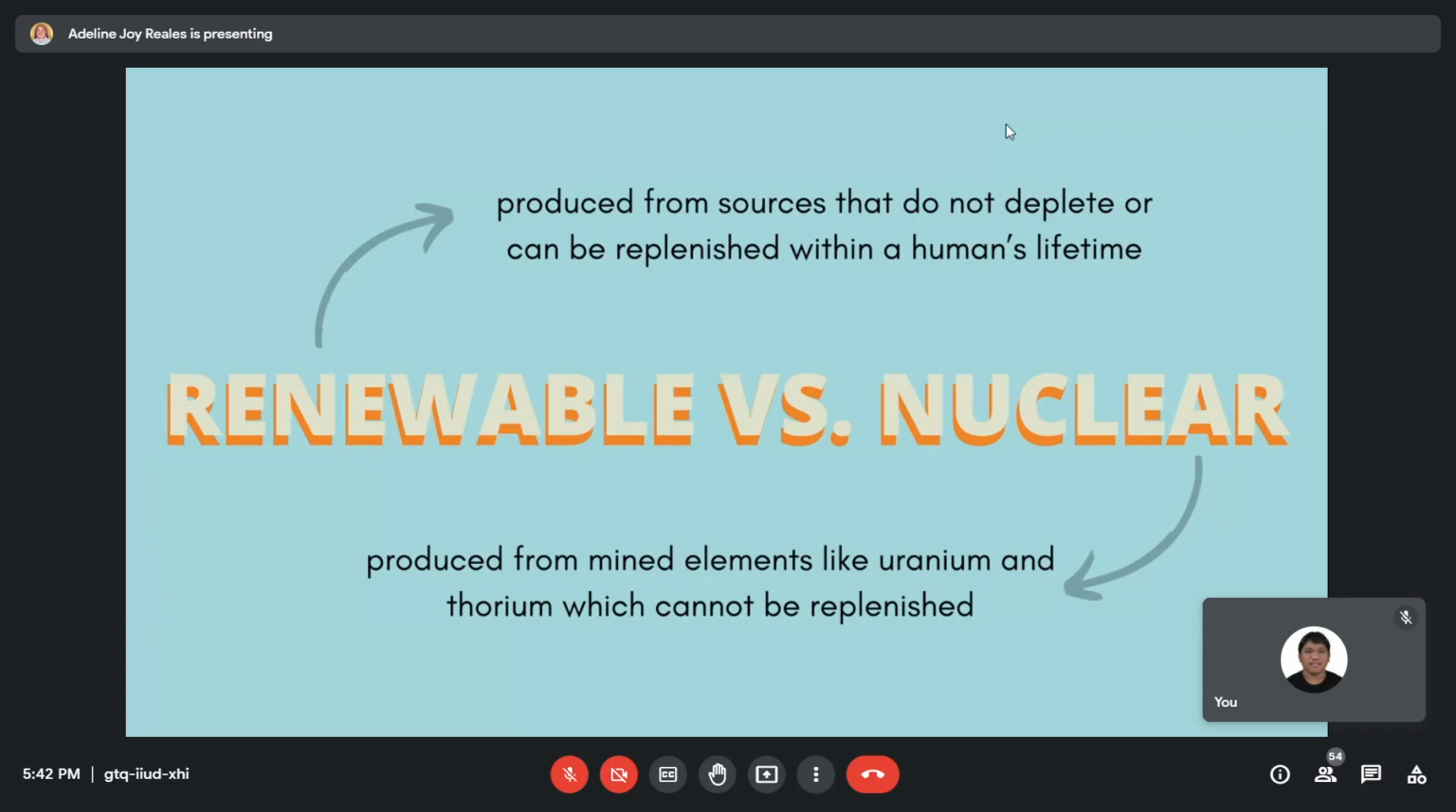But before we head on to that, let me walk you through the milestones that alternative energy resources have achieved through the years.